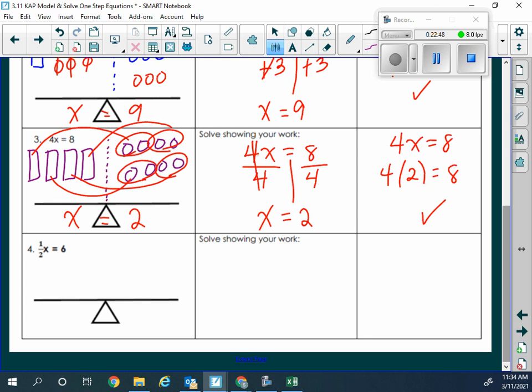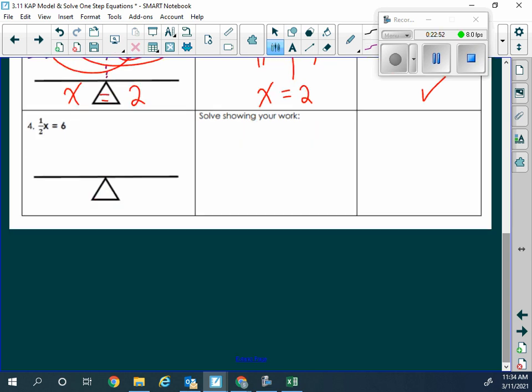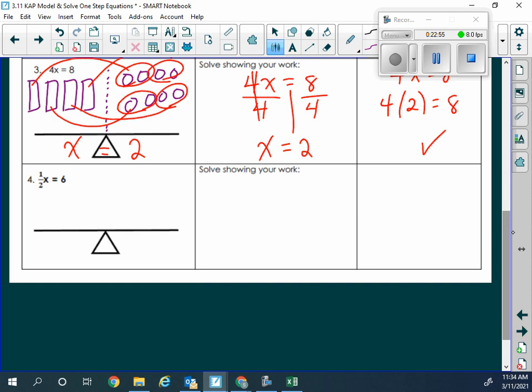And then division. Number 4 says 1/2 x equals 6. Now, right now it doesn't look like division. Can I rewrite this so that it looks like division? How would you write that? Yeah, x over 2 equals 6. That's the same thing as 1/2 x. Now, in our model, how am I going to show half of x, or x divided by 2? What do you want to do?